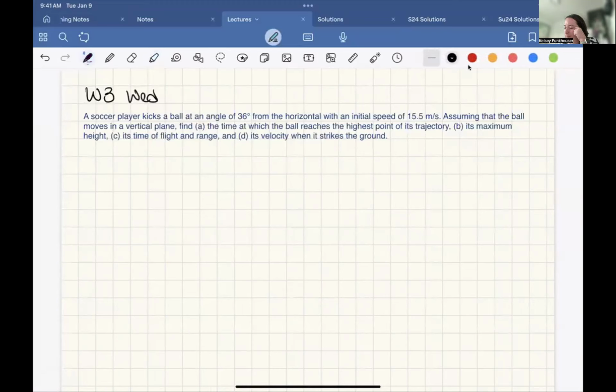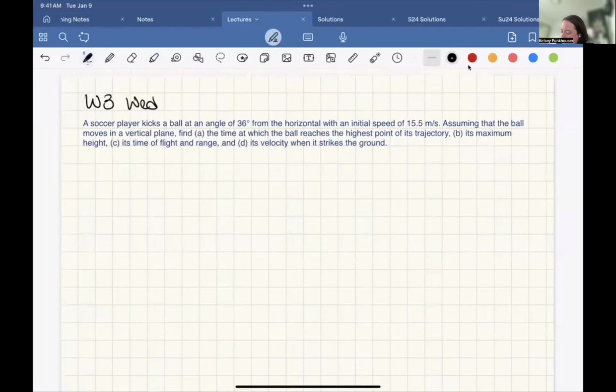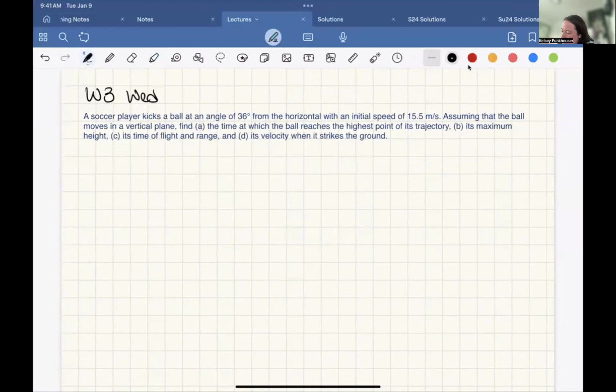Now let's do this other example. We have a soccer player kicking a ball at an angle of 36 degrees from the horizontal with an initial speed of 15.5 meters per second. Assuming that the ball moves in a vertical plane, all it's saying there is you can ignore the side to side motion, because the world is three-dimensional, so it might not just go in a plane. It might go at an additional angle, but we're not dealing with that third dimension. And then we want to find the time at which the ball reaches its highest point, its maximum height, the time of flight and the range, and then the velocity when it strikes the ground.